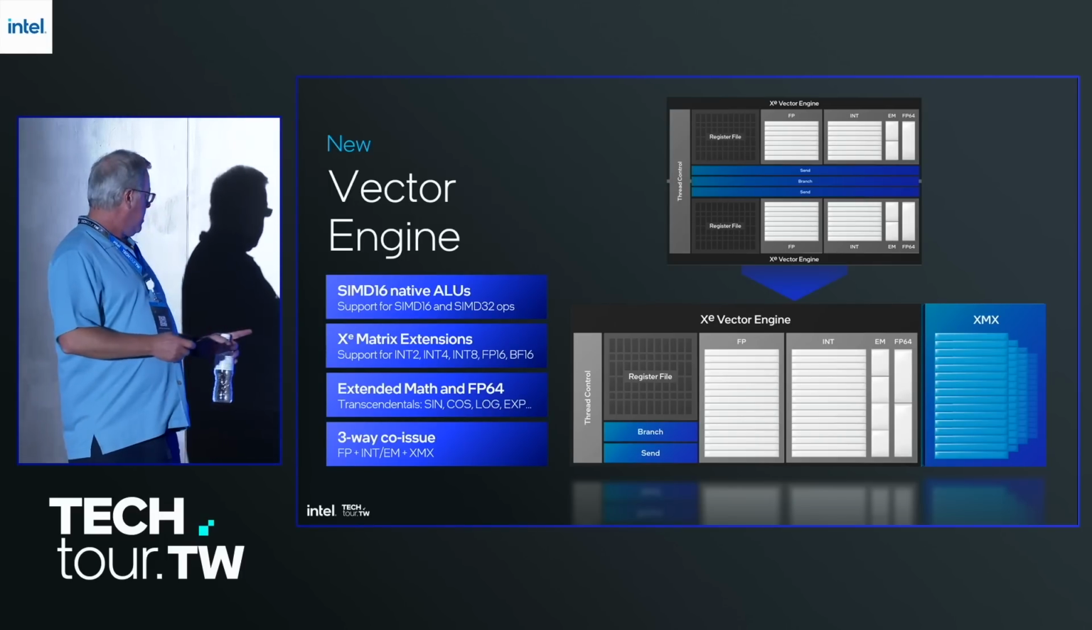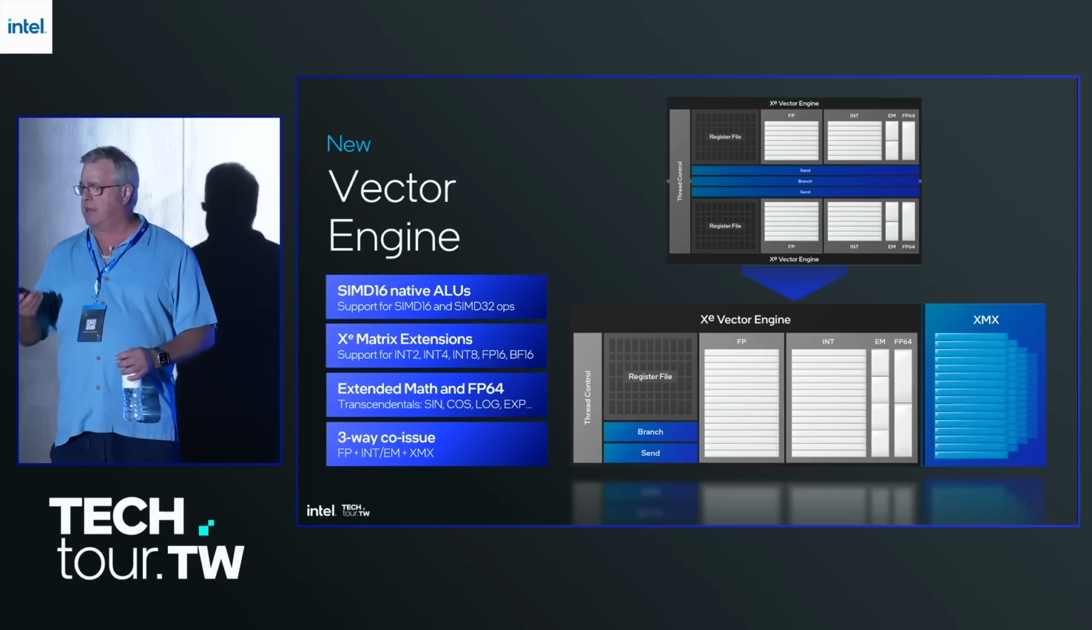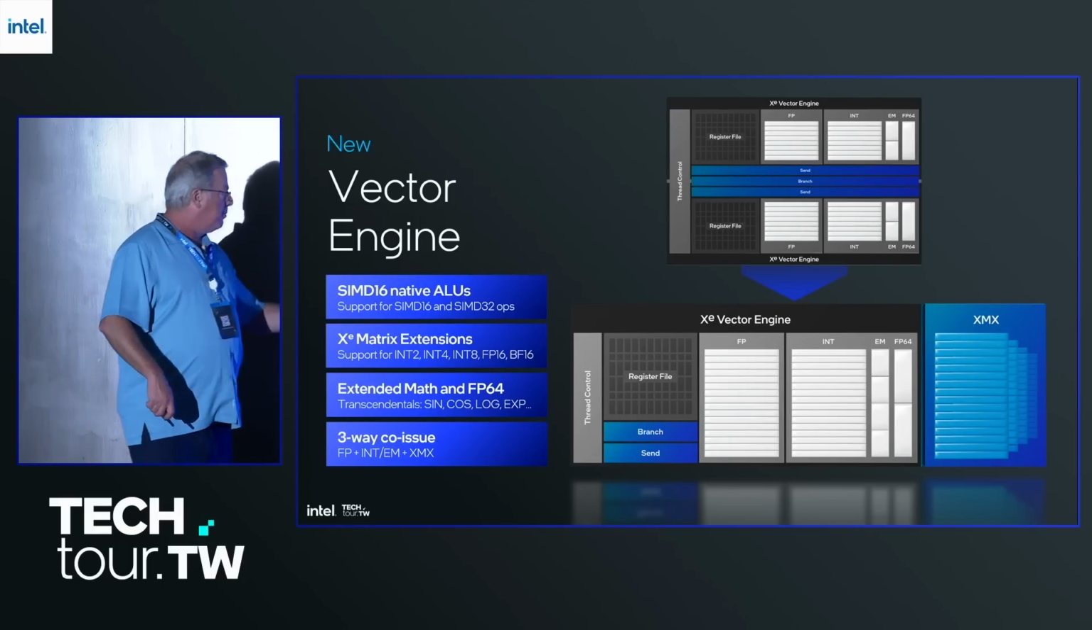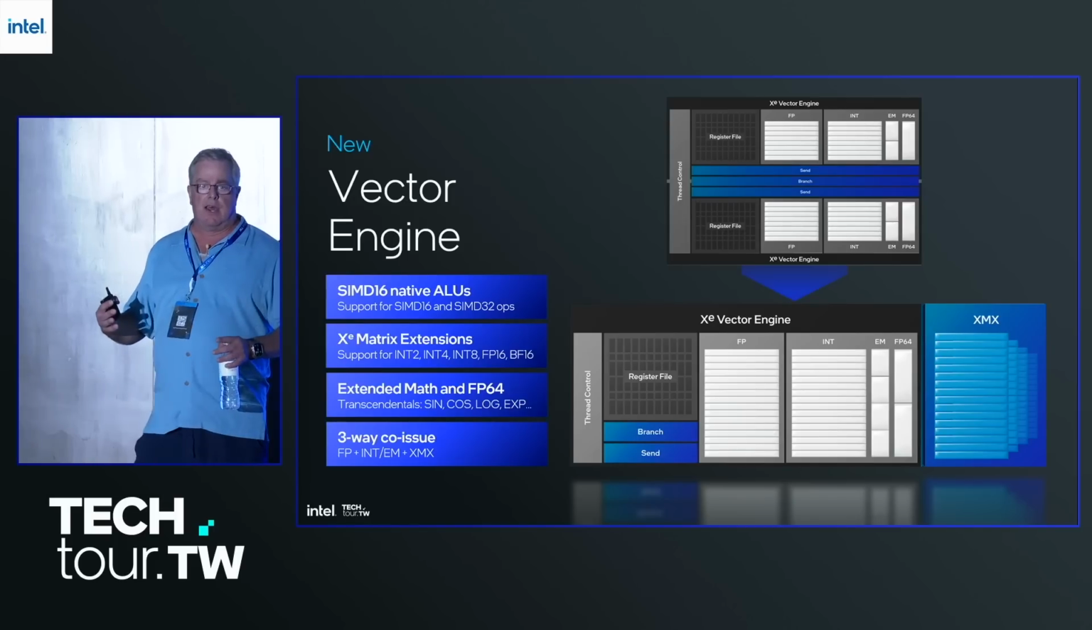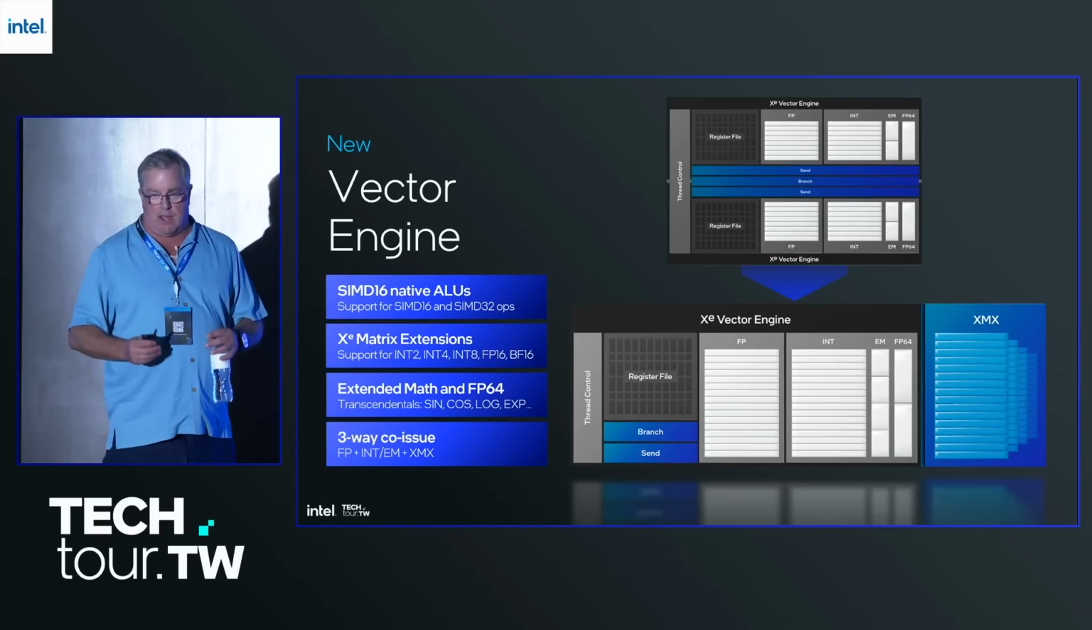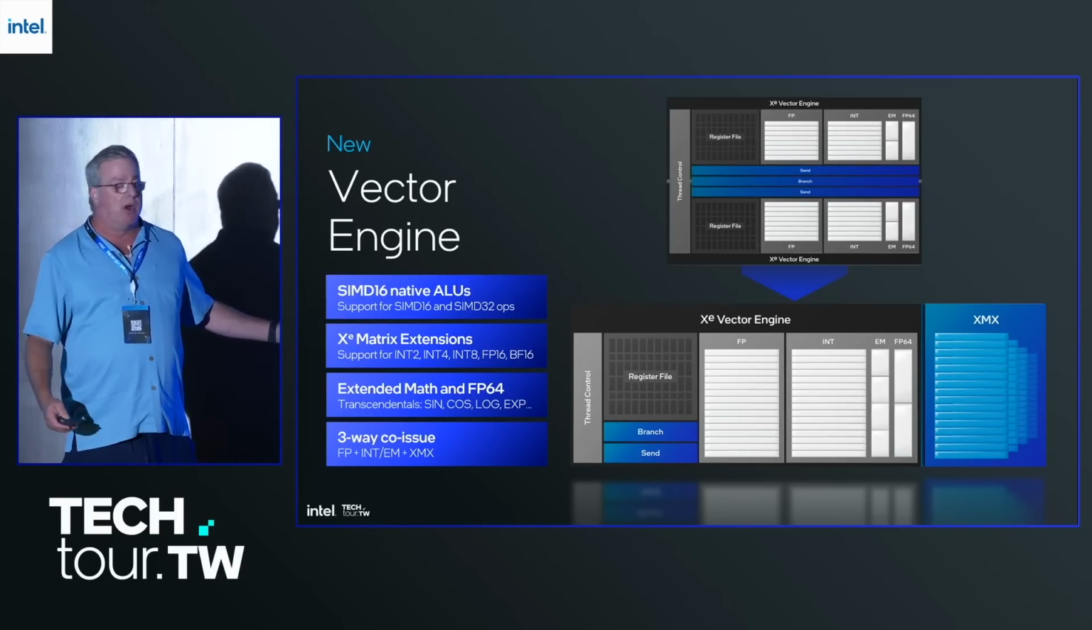Anyway, supporting all these different matrix types, all those different data types, allows us to get very high tops. And I think we quoted 67 tops, I think. Is that right, Damian? 67 tops. And that's all based on int8. So if you think about it, that's the common quantized size for a matrix operation for AI. Of course, you can get higher if you have smaller data types.